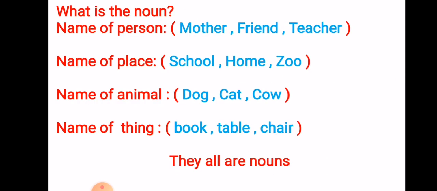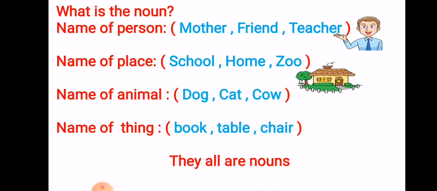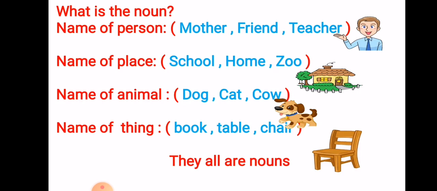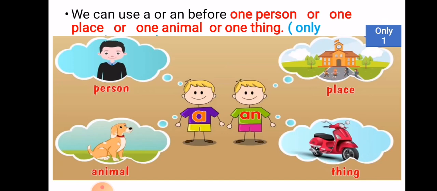But we have a very important question. What is a noun? Actually, any word that shows the name of a person like mother, friend, teacher, or any word that shows the name of a place like school, home, zoo, or any word that shows the name of an animal like dog, cat, cow, or any word that shows the name of a thing like book, table, chair. They all are nouns. So, we can use a or even an before the noun if we need to point to it.